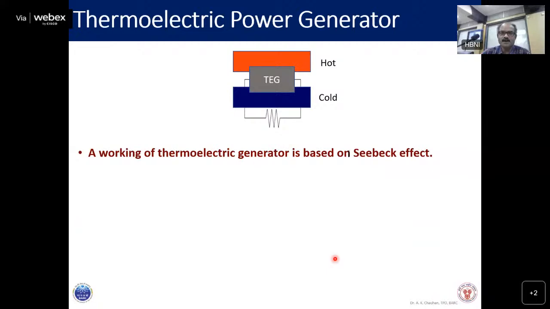If we see a typical thermoelectric power generator, it is like this. You have a hot end, where the heat is generated or something is kept at a higher temperature. It could be anything. It could be the engine of a car, which is at a very high temperature. And then there's another end, which is a cold end.